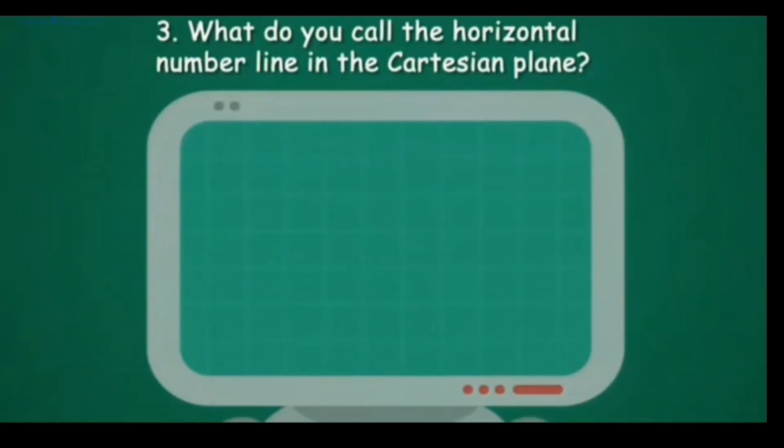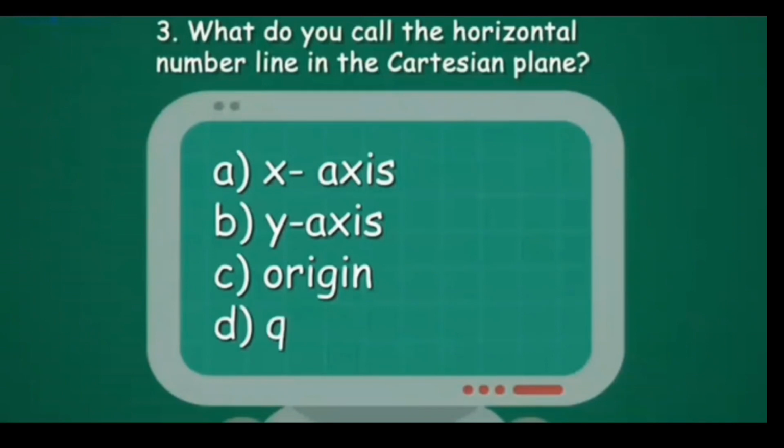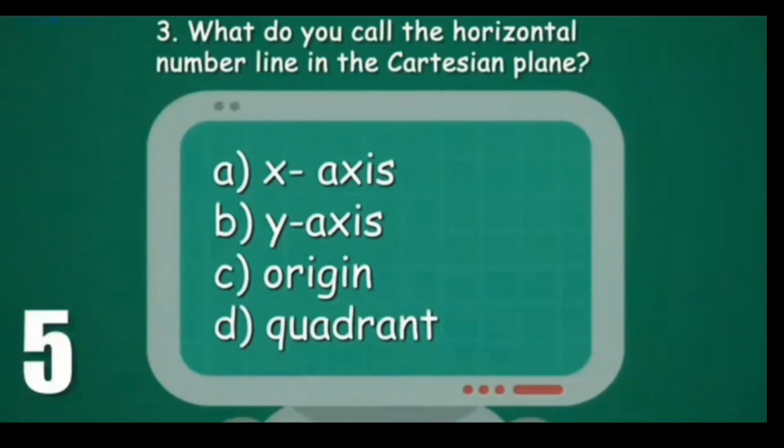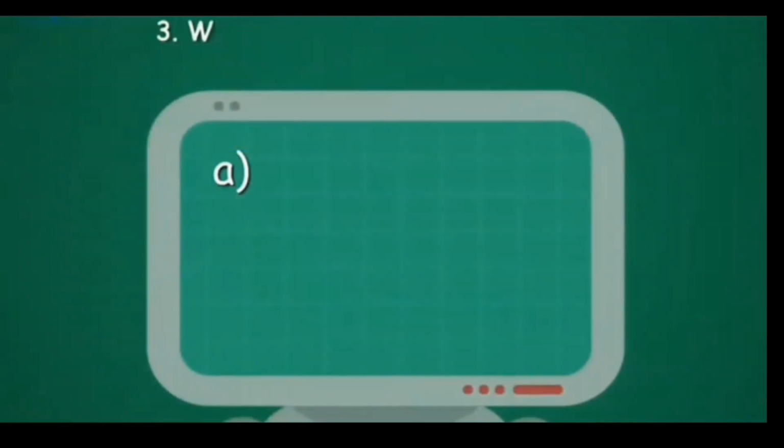Number 3. What do you call the horizontal number line in the Cartesian plane? A. X-axis, B. Y-axis, C. Origin, and D. Quadrant. The answer is letter A, x-axis.